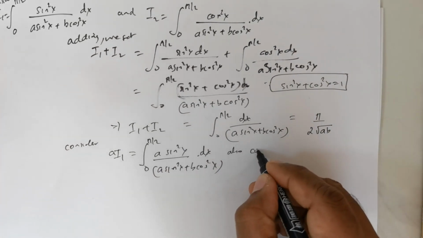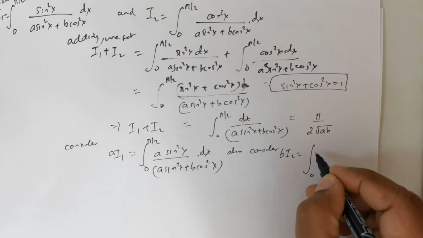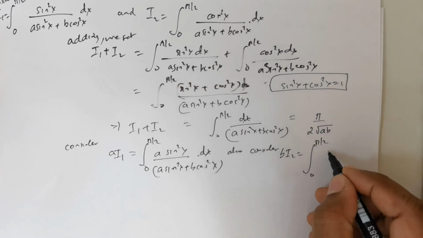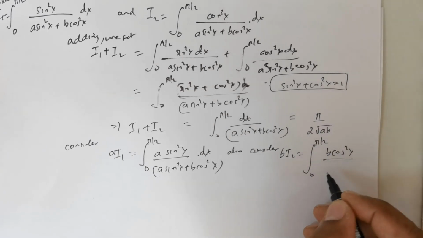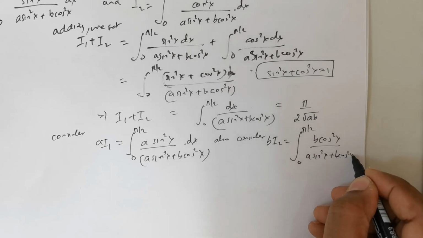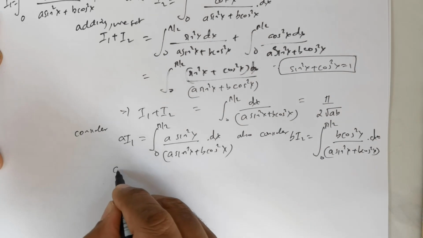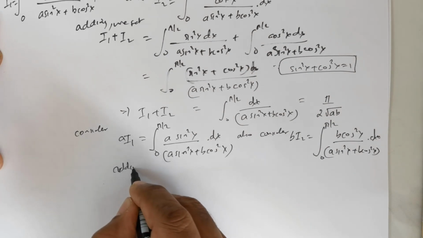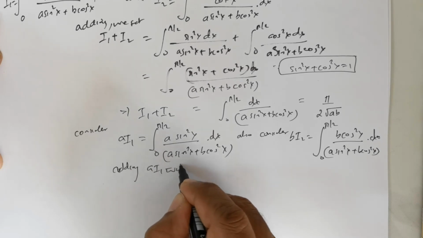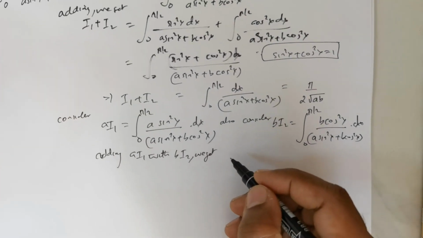Then I would like to consider b times I2, which is nothing but multiplying I2 with b. So this is the integral from 0 to pi over 2 of b times cos squared x over a times sine squared x plus b times cos squared x. Of course you need to place that operator dx there. Now adding a times I1 with b times I2 we get. So what do we get?